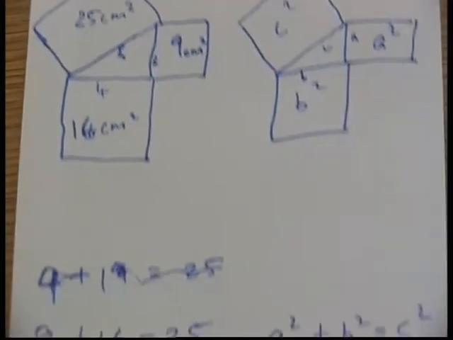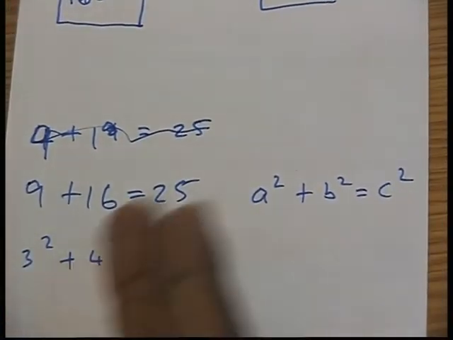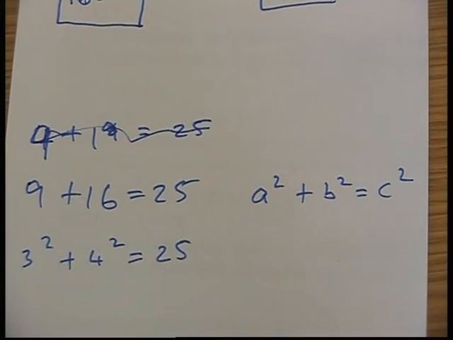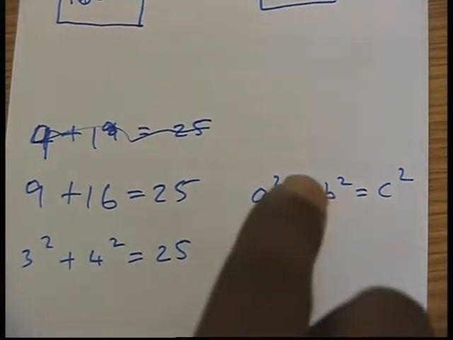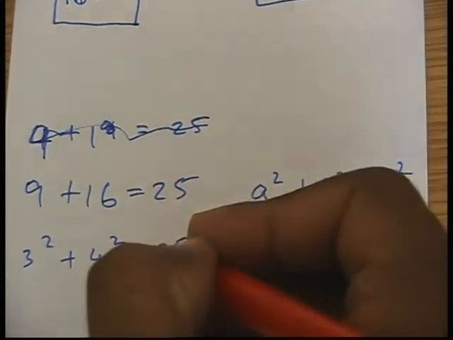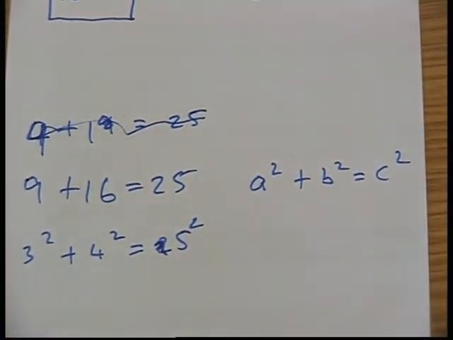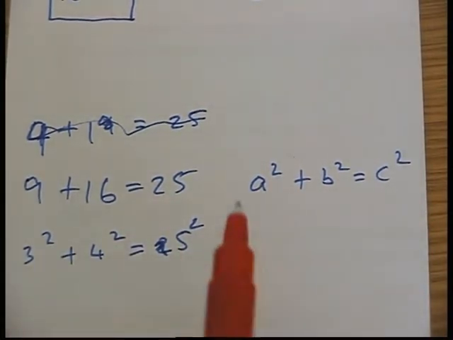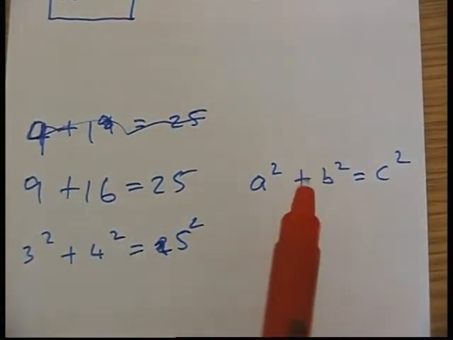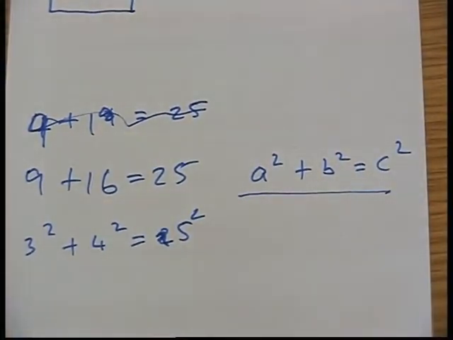Okay, so you can write it like this. 9 add 16 is 25, or A square plus B square equals C square. Remember, A was 3, B was 4, and C was 5. So A square plus B square is equal to C square. 3 square plus 4 square is equal to 5 square. 9 add 16 is equal to 25. That's a very important formula. Remember that formula: A square plus B square is equal to C square. If you don't understand any of this, watch it again.